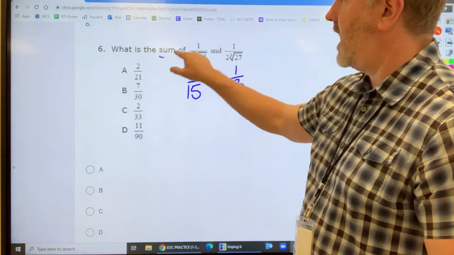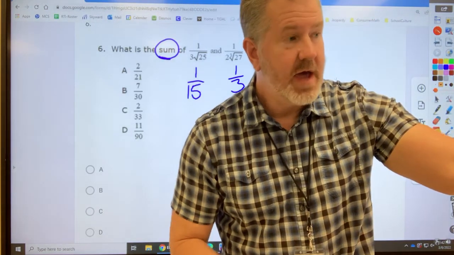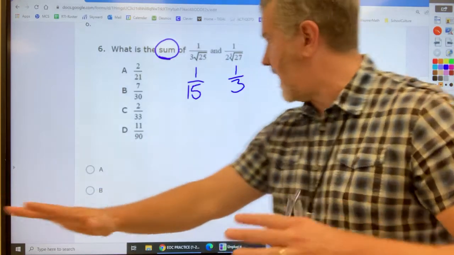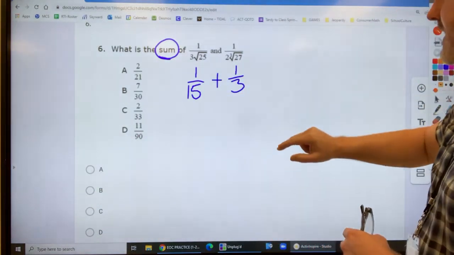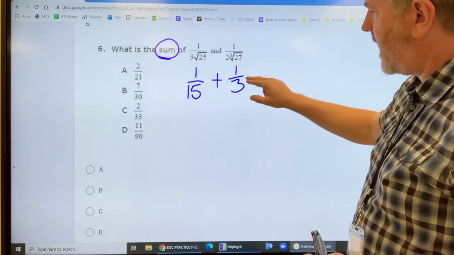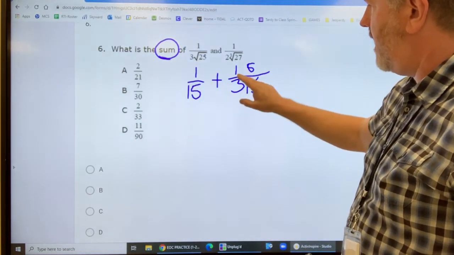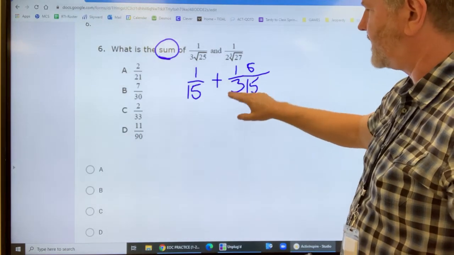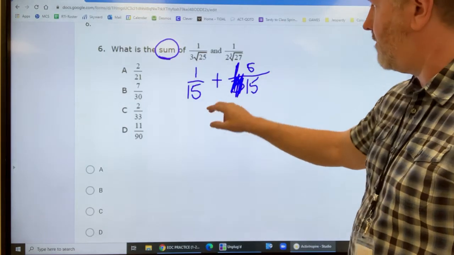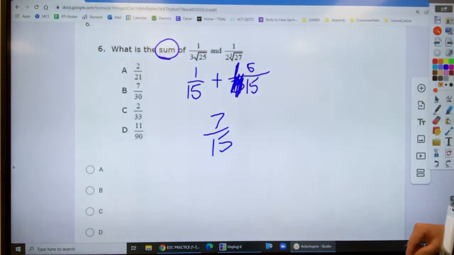And it asks for the sum. What is sum? What is sum, Lana? Exactly. Sum means addition, right? Everyone knew that. Okay. So we're going to go addition right there. I'm going to multiply the top and bottom of this by 5 just to get a 15 on the top and bottom. See, my 5 looks like a 6 again. So all I did was write an equivalent fraction with 15 on the bottom, so I end up with 7 over 15. And that's not one of my answers.